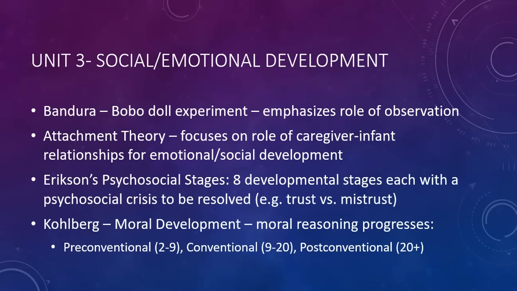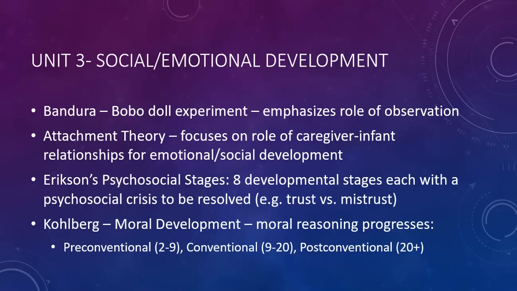Now, when we talk about social and emotional development, you're going to draw upon Bandura's Bobo doll experiment, again emphasizing the critical role of observation. We also have attachment theory, really focusing specifically on trust, comfort, and exploratory behavior in the caregiver's presence. We also have Erikson's psychosocial stages. These are 8 different stages, each with a psychosocial crisis that has to be resolved. For example, trust versus mistrust.